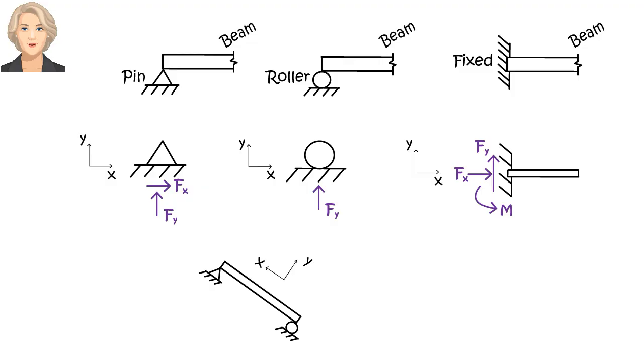Here, we have a simply supported beam. It rests on a pin and a roller. Therefore, there are three reaction forces: two forces associated with the pin support, and one force associated with the roller support. Here, the beam is fixed at one end but free at the other end. So we end up having three reaction forces: a force in X direction, a force in Y direction, and a bending moment.